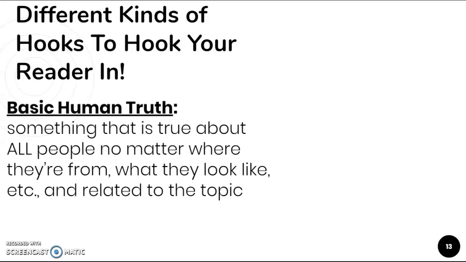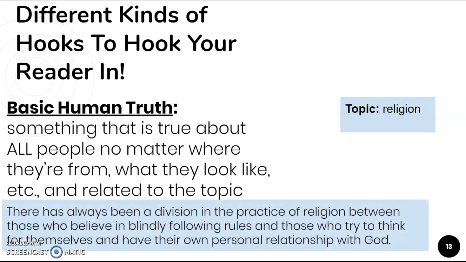Another type of hook is a basic human truth. Something that is true about all people, no matter where they're from, what they look like, etc., and related to the topic. So religion. There's a lot of basic human truths related to religion. Here's an example of one. There has always been a division in the practice of religion between those who believe in blindly following rules and those who try to think for themselves and have their own personal relationship with God.